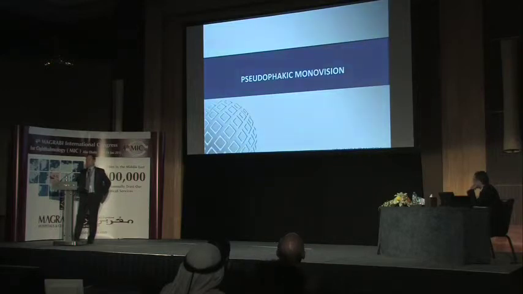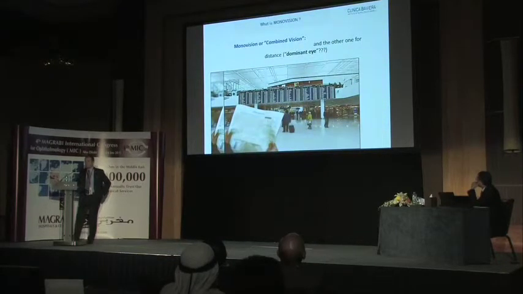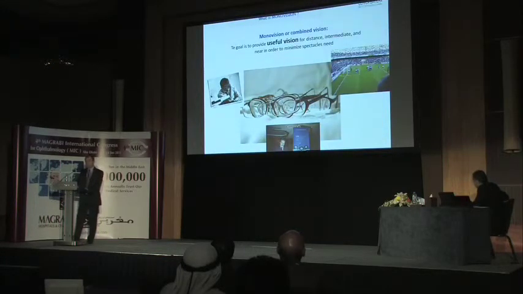Regarding pseudophakic accommodation, with which I have a very large experience, let me first explain what monovision is. It's a situation in which one eye focuses for near distance, what we call the reading eye. The other eye focuses for the distance, what we call the dominant eye. The suppression of the blurred image can produce a useful vision for near, intermediate, and distance vision. The goal of monovision is to provide a useful vision for distance, intermediate, and near in order to minimize spectacle dependence.